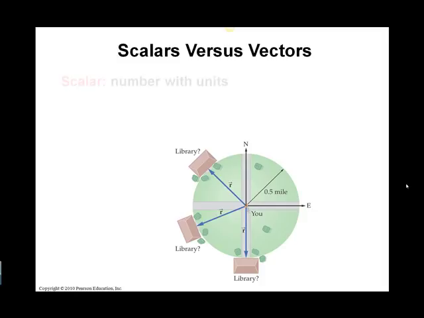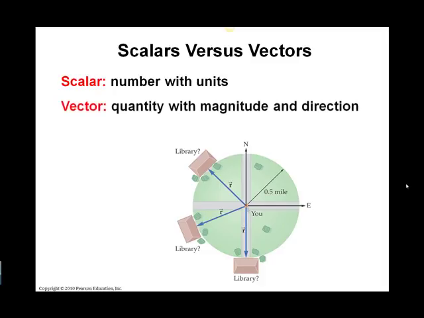So remember that a scalar is just a number with units. Quantities like mass and time have nothing to do with direction, and in physics we have lots of numbers like that. But we also have numbers that are related to a direction. They have a magnitude, a numerical value, and a direction. And these quantities are called vectors.